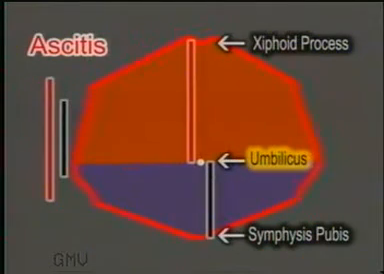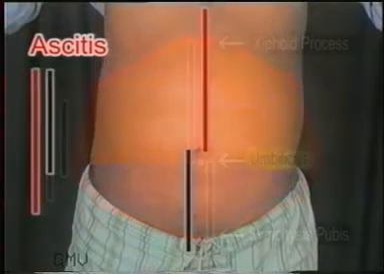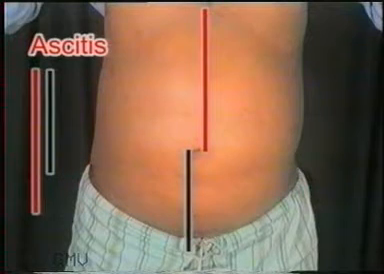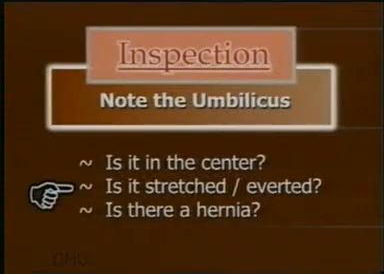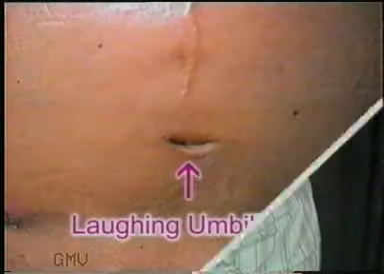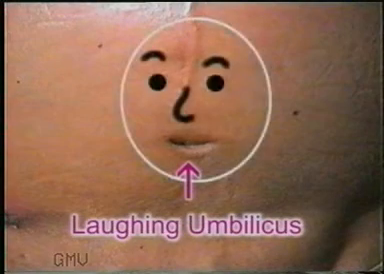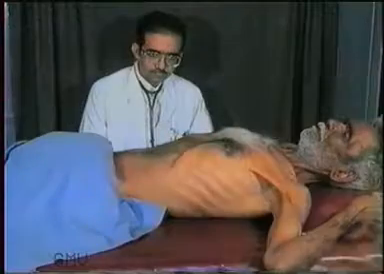The distance between the xiphoid process and the umbilicus is more than the distance between the umbilicus and symphysis pubis. This is Tenniel's sign. Then note the shape of the umbilicus. In ascites, it may be transversely stretched, or a laughing umbilicus, or everted as an umbilical hernia. Then ask the patient to cough and look for an expansile impulse indicating an umbilical or paraumbilical hernia.